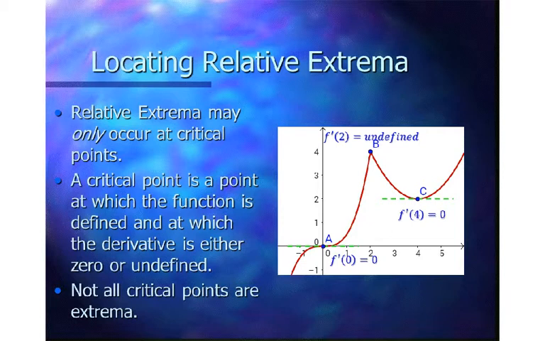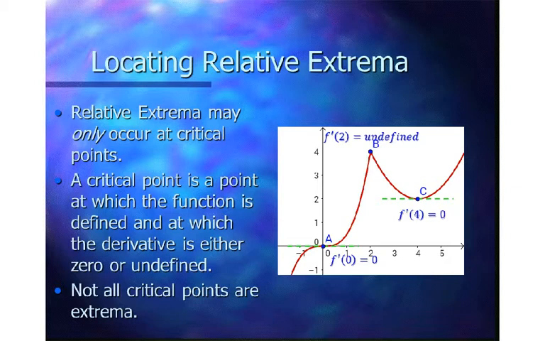Now, we would like to locate these relative extrema, and the way we do that is by finding what we call critical points. A critical point is any point at which the function is defined, but the derivative is either 0 or undefined. So we see 3 critical points on this graph to the right. 2 of them have the derivative equal to 0. When x is 0 and when x is 4, you see that the tangent line is horizontal, which is how we recognize the derivative to be 0.